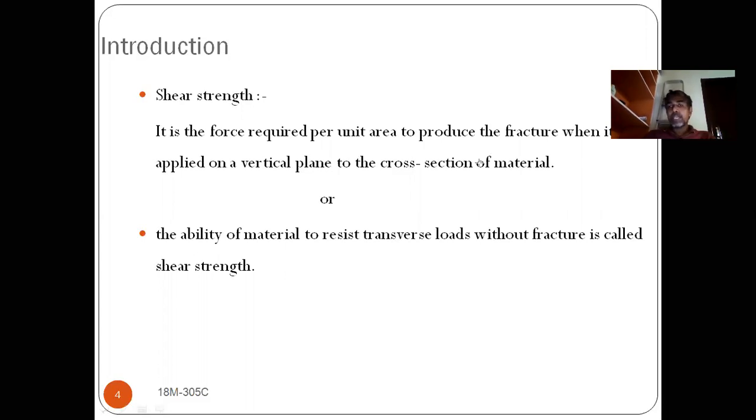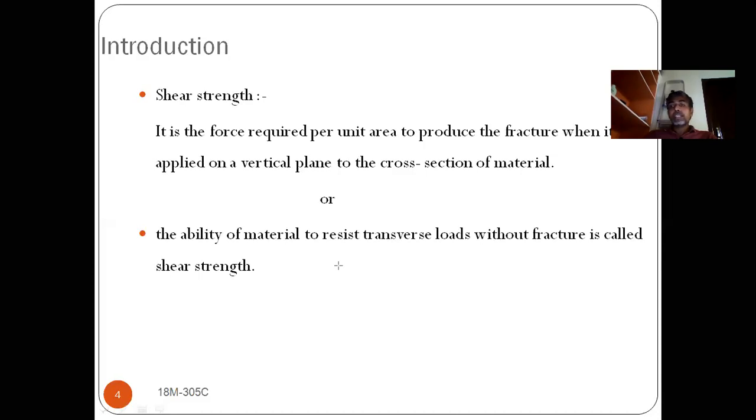In a similar way, the second definition is the ability of the material to resist transverse loads. What is meant by transverse load? In this case, the loads are acting in the vertical plane. So the ability of the material to resist transverse loads without failure is known as shear strength.